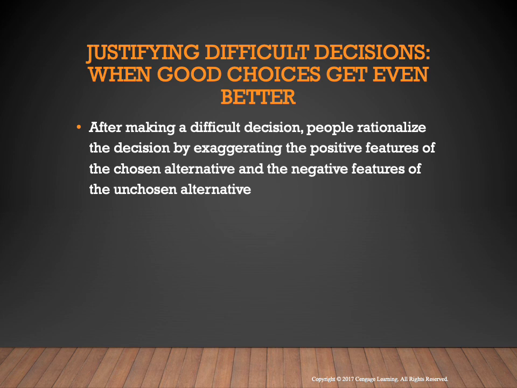And again, we resolve it by making the difference between the two alternatives more extreme, by making what we've chosen much more positive, and then by making what we've not chosen more negative. Again, this resolves that cognitive dissonance.